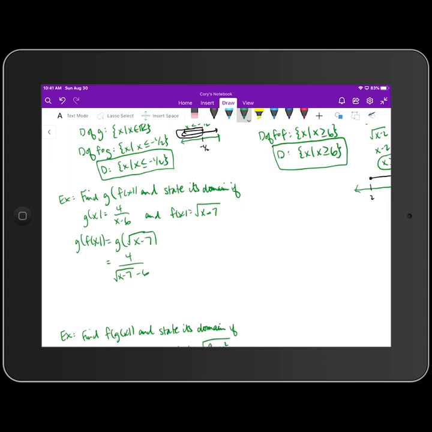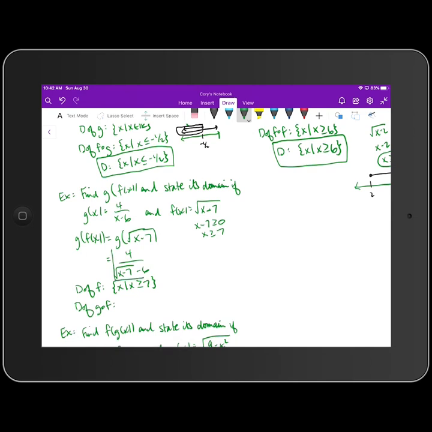Now, we want to calculate the domain. So first domain we want to calculate is the domain of the inner function f. Again, with f being a square root function, we know the argument x minus 7 has to be greater than or equal to 0, which would make x greater than or equal to 7. All right, so that's going to be the set of x such that x is greater than or equal to 7. Next domain we calculate is the domain of g composed with f, which is this function right here.